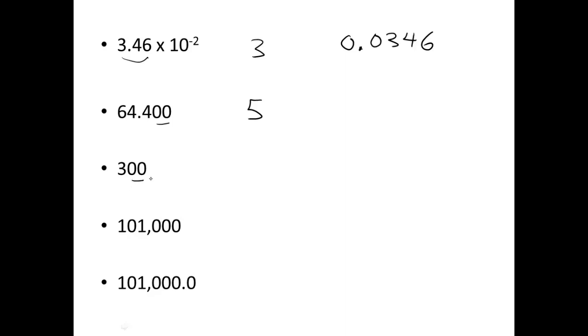300, trailing zeros, but no decimal, so only the 3 is significant. Trailing zeros, but no decimal, not significant, so that would be 3 sig figs, just the 101 part. Now here, there is a decimal, which makes all of these zeros significant. So that would be 7 sig figs. Okay, and again, if you understand what we're doing here, it's because whatever device measured this is capable of measuring to that tenths column. Therefore, all of these would need to be significant.